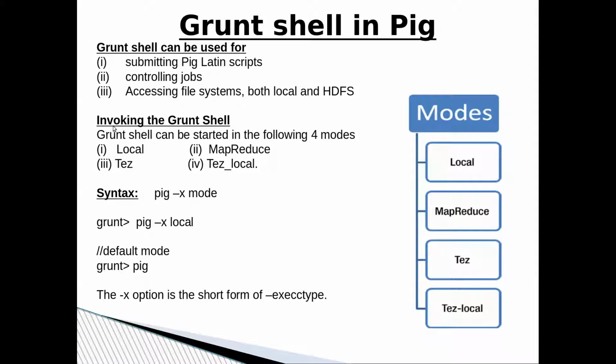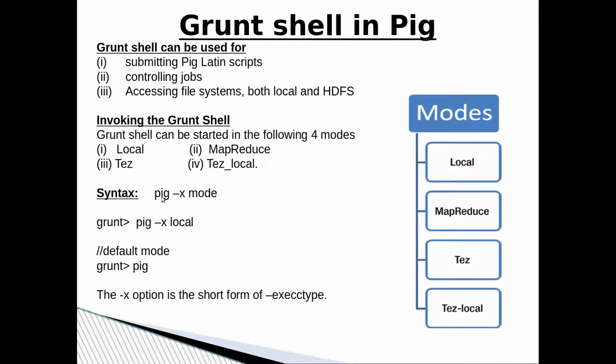So obviously the next important thing is how to start or invoke the grunt shell, right? Grunt shell can be invoked in the following 4 modes. Read this as Tez_local. It's written here in this image as Tez-local, but should be read as Tez underscore local. We'll be working mostly with two. If you have Tez installed, then we can have these two also, Tez and Tez underscore local. But our focus would be on local and MapReduce mode.